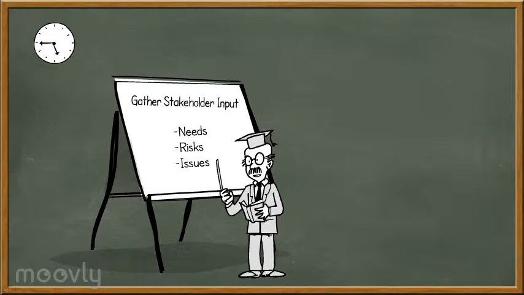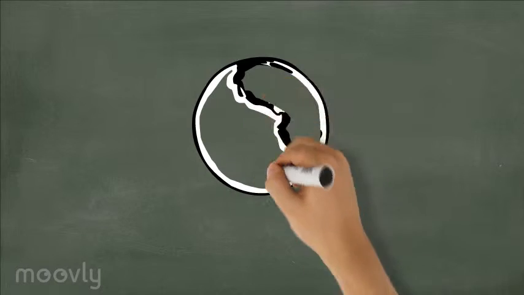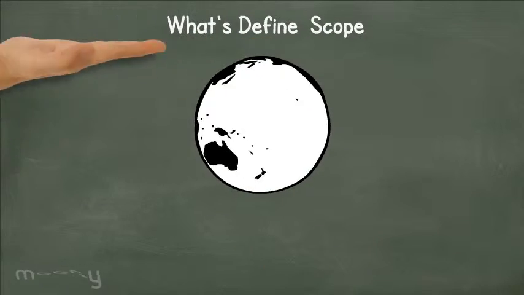Moving on, we will learn to define scope. It is the process of developing a detailed description of the project and the product. Why do we need to define scope? Planning the project scope aids in preventing scope creep.